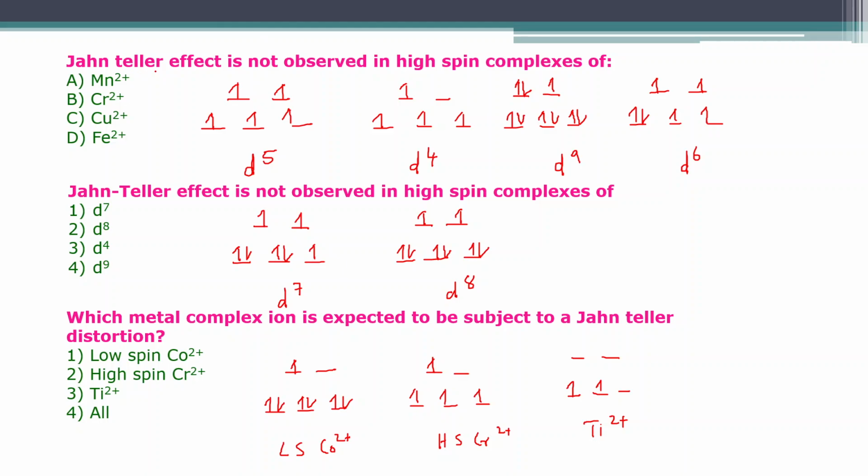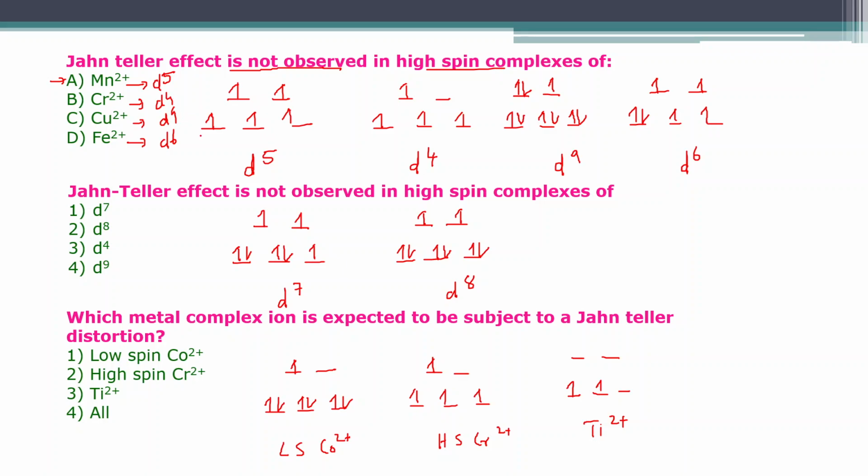The first question is, Jahn-Teller effect is not observed in high spin complexes, for example. First of all, we have to look into the question once more. Which configuration does not show Jahn-Teller distortion in a high spin complex? We have 4 ions given. We have to change these ions into the d terms first of all. This is an example of d5. Cr2+ is an example for d4. Cu2+ is an example for d9. Fe2+ is an example for d6. So we have to look one by one.